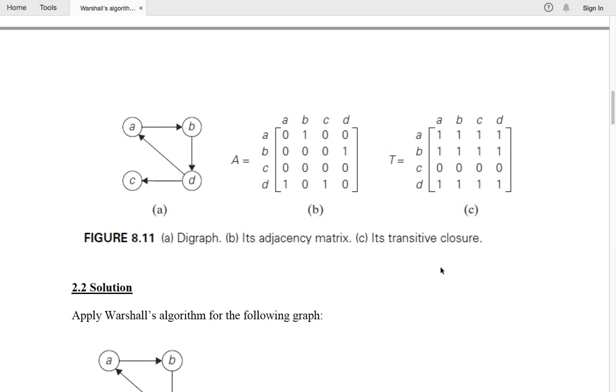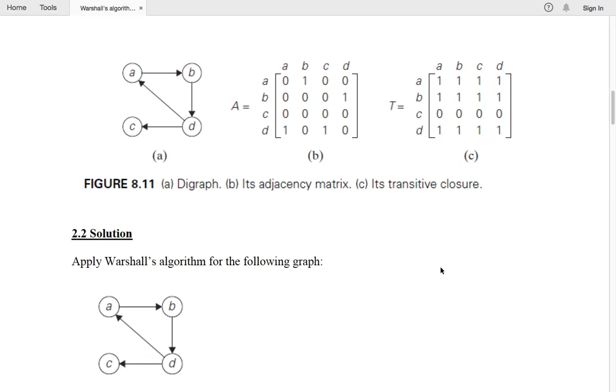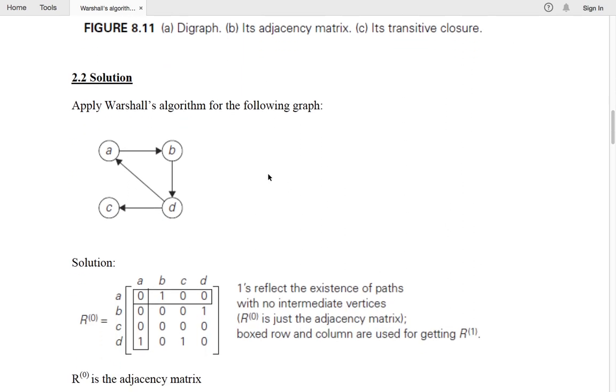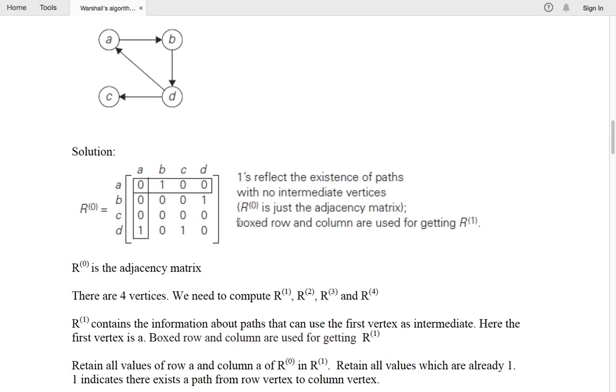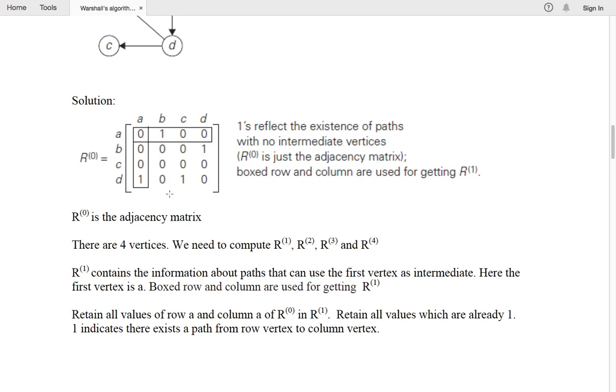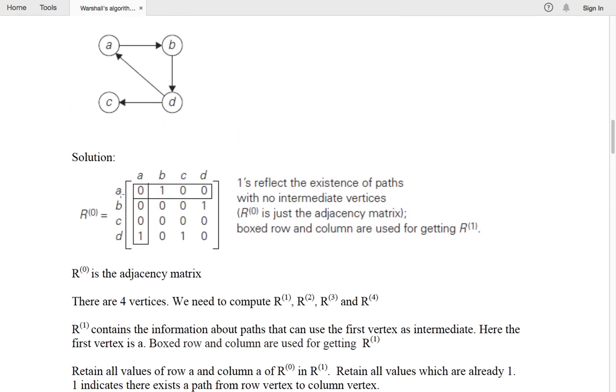So we'll make use of Warshall's algorithm to find its transitive closure. Now let's look at how to solve it. We'll take the same example. We know the solution, now let's move step by step. The first thing we need to do is find something called R naught. R naught is nothing but equivalent to your adjacency matrix. If you look at the graph here, these values are nothing but the adjacency matrix. There are 4 edges: A to B, B to D, D to A, D to C, which are marked with 1.